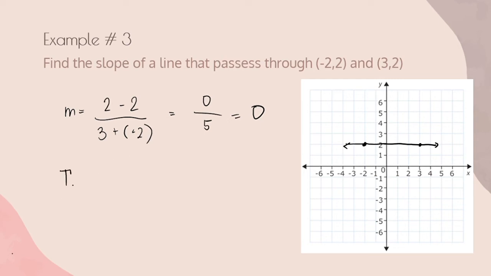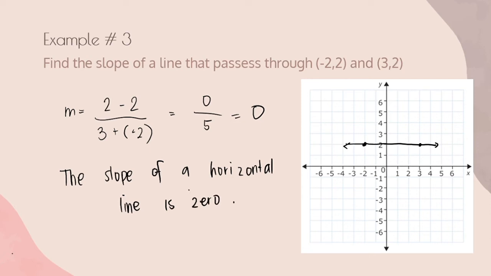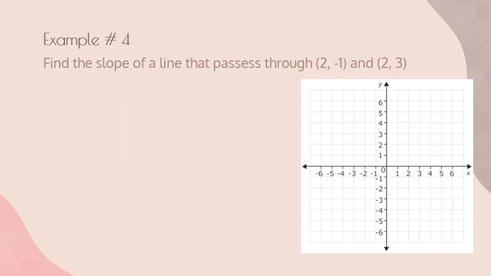So let me write this one. The slope of a horizontal line is 0. Okay, so take note of that. So let's proceed with example number 4.